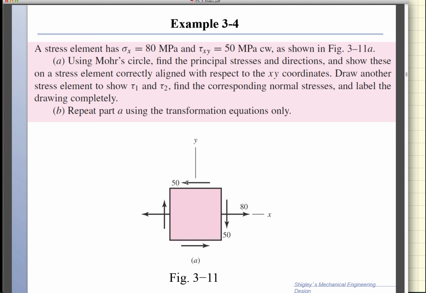So we can actually show that, and what's required from us is that we want to draw the Mohr circle, and then we want to draw the element correctly aligned with respect to xy coordinates, and we want to draw the stresses and show the principal shears tau 1 and tau 2 and the corresponding normal stresses and so forth. So it's a very complete example. And then B is we want to repeat the graphical way using the equations alone.